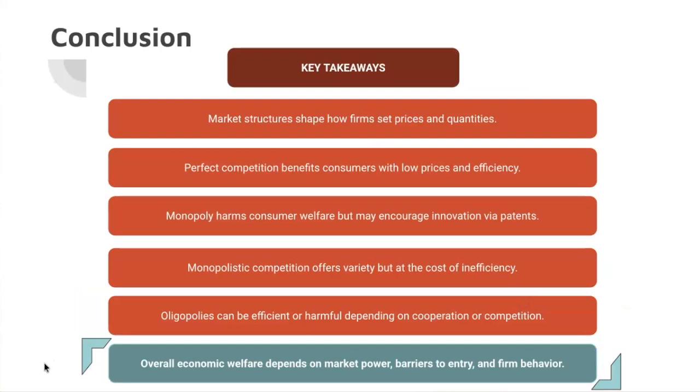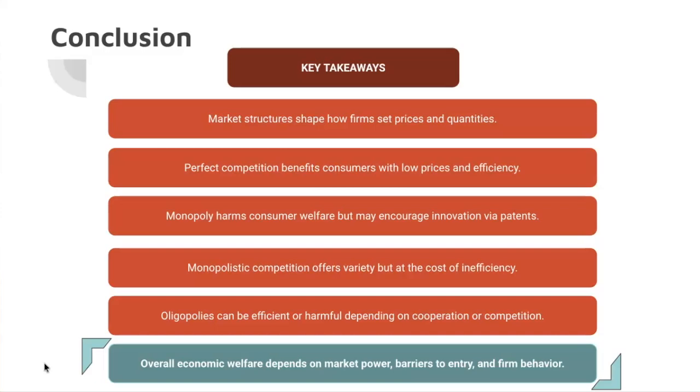Let's conclude with the key takeaways from our analysis. First, perfect competition benefits consumers the most, delivering low prices, high output, and maximum efficiency. It's the ideal benchmark, though rarely fully achieved in reality. Second, monopolies harm consumer welfare through high prices and low output. But we should note that monopoly profit can encourage innovation, particularly through patent protection that rewards research and development.